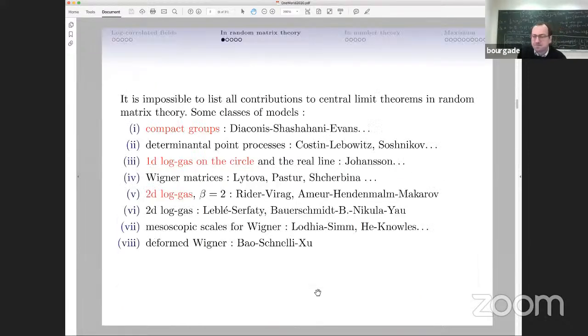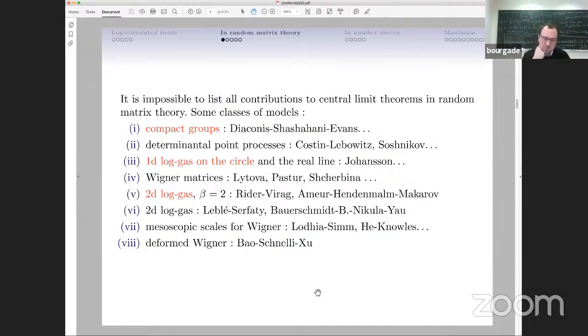Now let's go to random matrix theory. The history of central limit theorems in random matrix theory is really, really rich. I will not attempt to make a full list here. I want to distinguish a few categories of models for which we can prove central limit theorems for statistics related to eigenvalues. One first work was when you pick your random matrix uniformly from compact groups. Then Diaconis and Shahshahani, and then Diaconis and Evans, have proved central limit theorems for the traces of the powers, and in particular for quite a few functions of the eigenvalues.